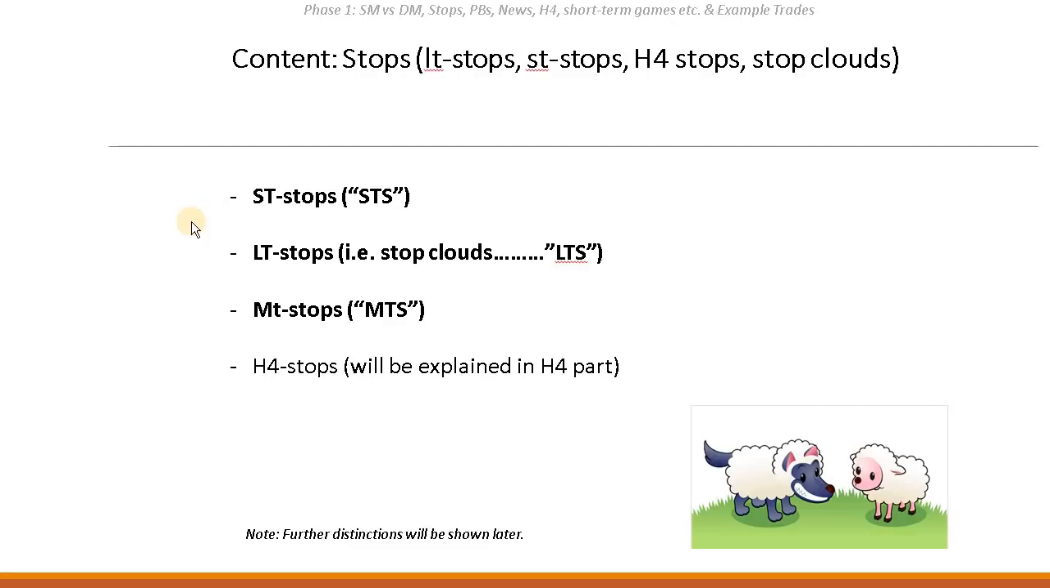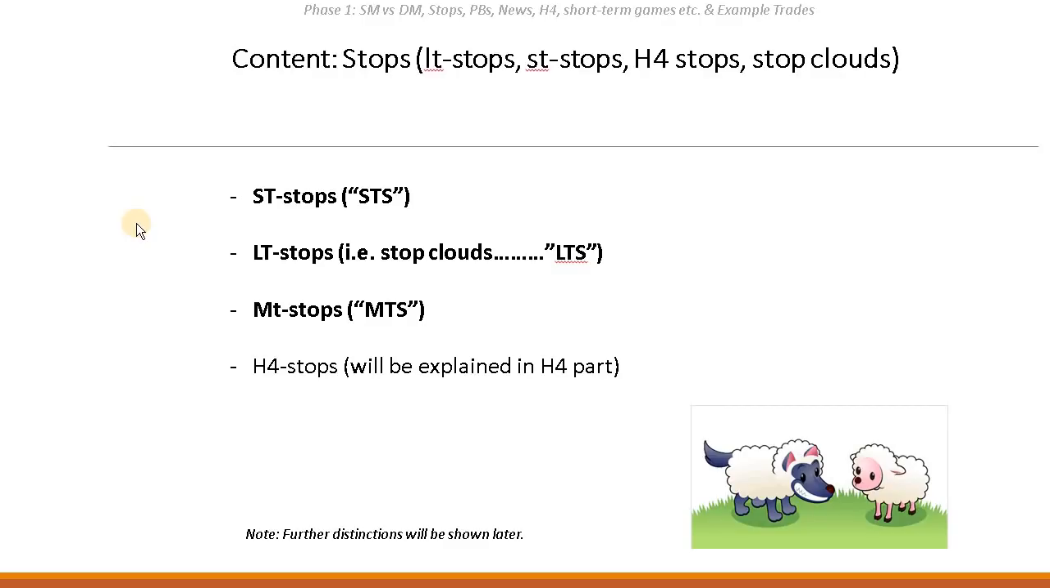First of all, let us distinguish, okay? There are at least three different types of stops. There are short-term stops, I call them STS. There are long-term stops, I call them LTS, and there are medium-term stops, MTS. And there are also other phenomena such as H4 stops. The distinction is vital. Yes, the smart money cartel will give these stops different priorities in different situations.